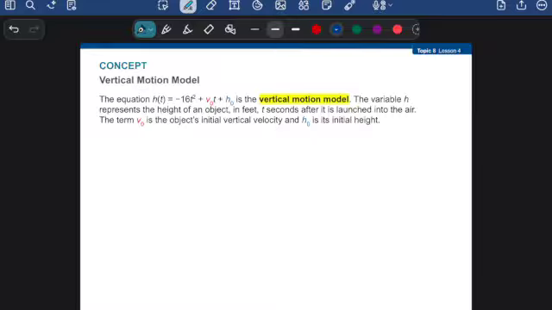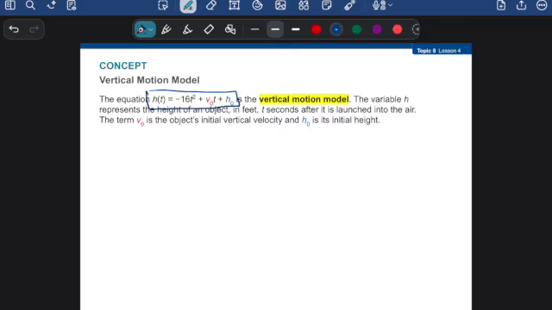So vertical motion, I mentioned this in the last 2 lessons when we were looking at throwing an object into the air. This is the equation that you will be using in physics. This represents all vertical motion due to the force of gravity.